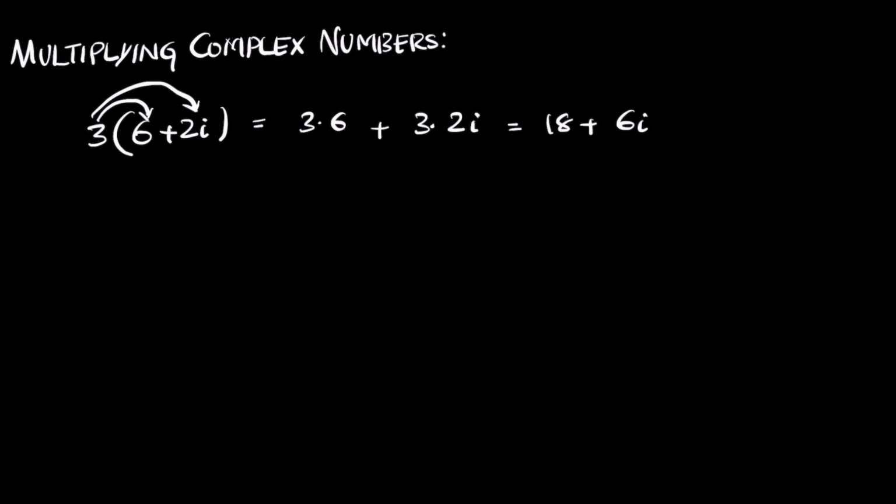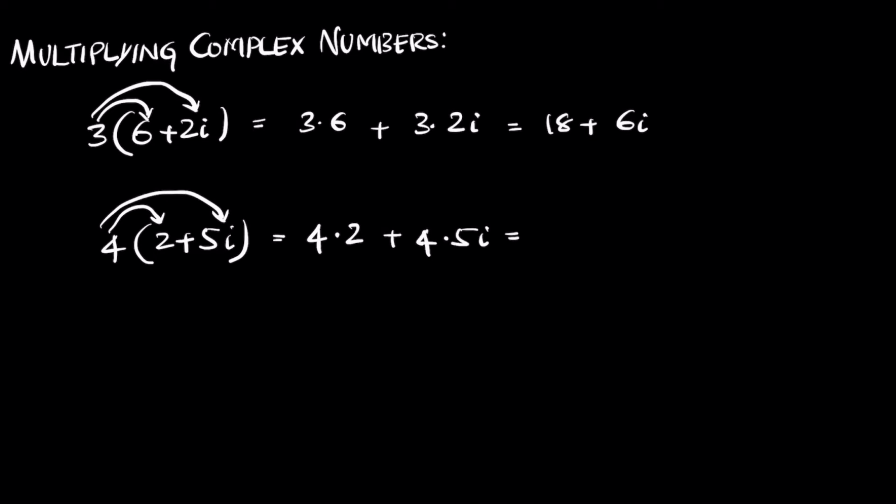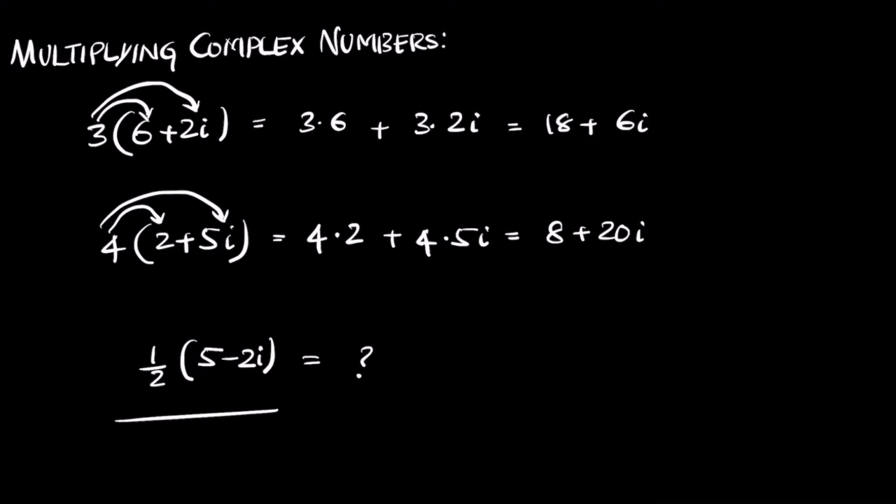Let's try another example. Let's say we have 4 times 2 plus 5i. Again the same thing, 4 times 2 plus 4 times 5i. So 4 times 2 is 8, plus 4 times 5i is 20i. Now try an example, half times 5 minus 2i. Pause the video here and try to solve this problem.